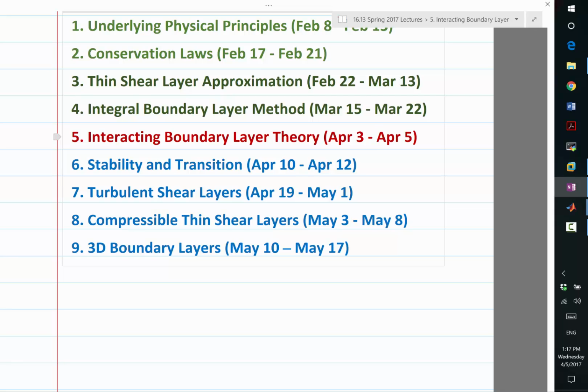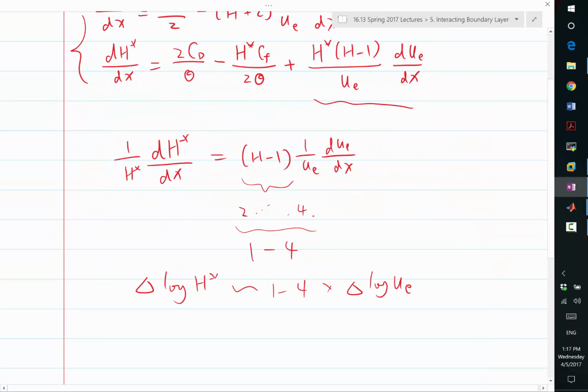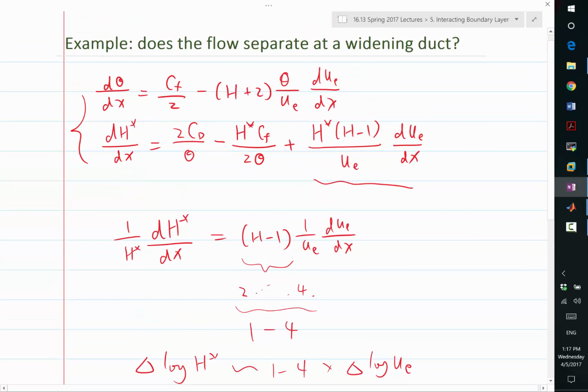There is really a need to incorporate the viscous flow into the boundary layer solutions, because otherwise, whenever the boundary layer separates, you have no solution anymore. Okay, so to discuss this, let's start again with these two equations.